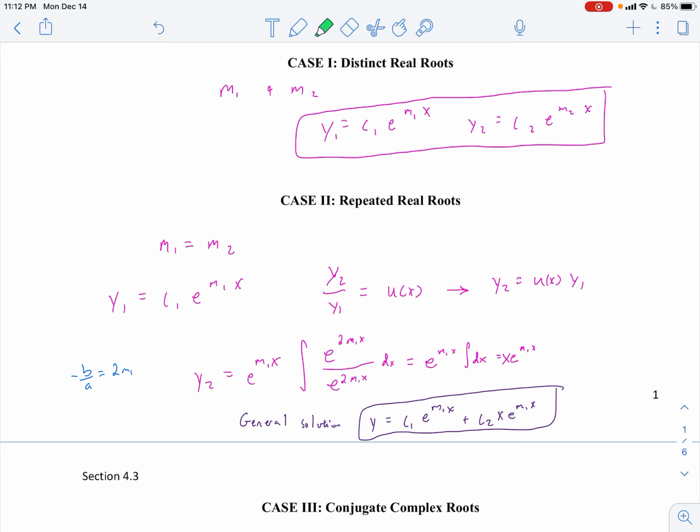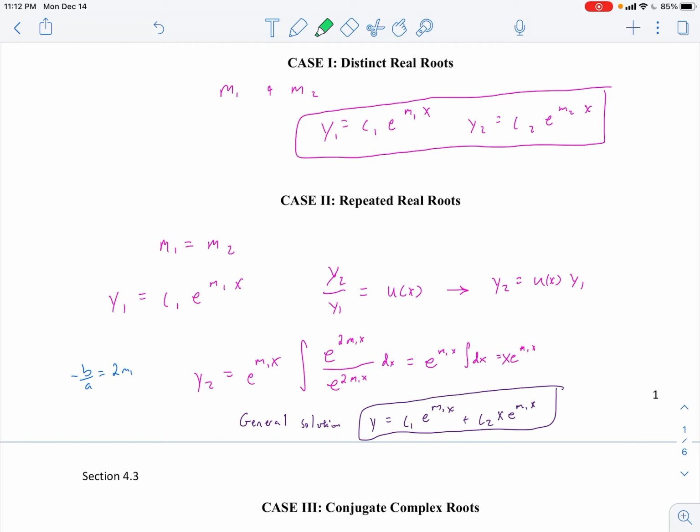If we have repeated real roots, where m sub 1 and m sub 2 are the same, so when we solve for m in our auxiliary equation we have the same value, well, we can find the first one pretty easily. It's going to be y sub 1 equals c sub 1 times e to the m sub 1 x. Now, we can't just say y sub 2 is also the same thing, because then we don't have a new solution. It's just the same solution repeated. So we know that there are going to be two different solutions.